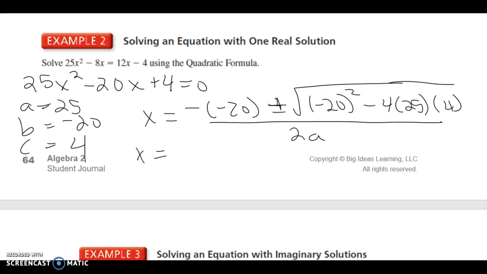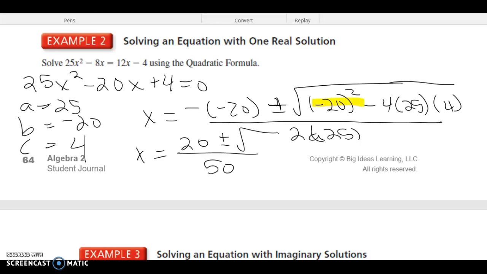So what I suggest is simplify the outside things first. So negative b ends up being positive 20. The denominator ends up being 50. Plus minus, now let's do the square root. Negative 20 squared ends up being 400. 4 times 25 is 100, and then 100 times 4 is 400 as well.